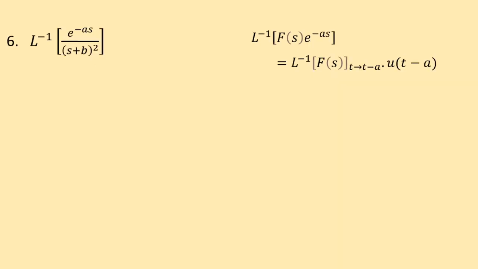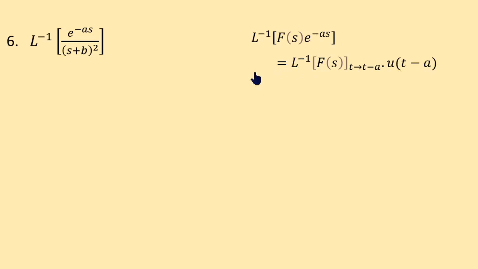Now, next question: L inverse of e power minus as by (s plus b) whole square. Here we have e power minus as, so use the third rule. L inverse of f of s into e power minus as is: just find L inverse of f of s, that is f of t, and then t is replaced by t minus a, multiplied by the unit step function u of t minus a. So, this is the second shifting rule of the inverse Laplace transform.